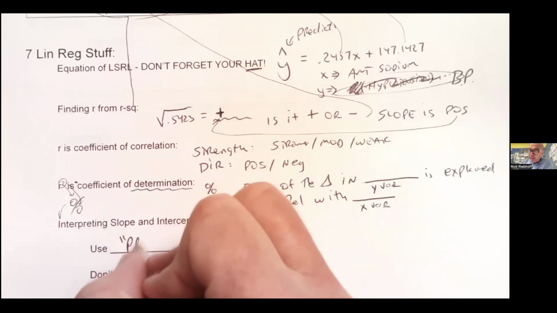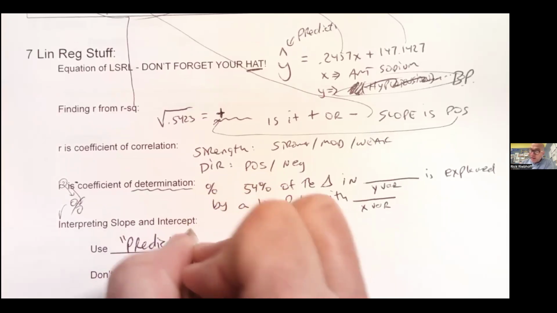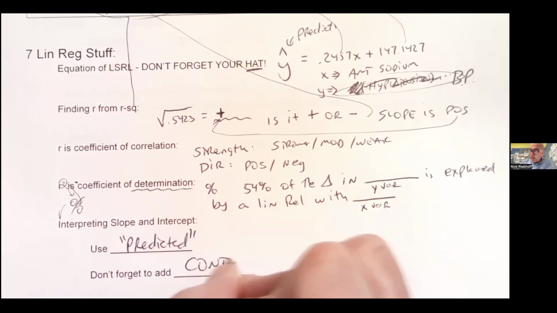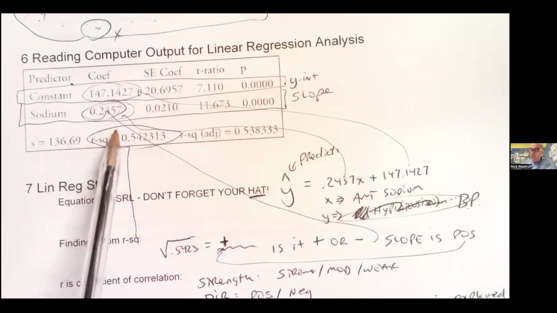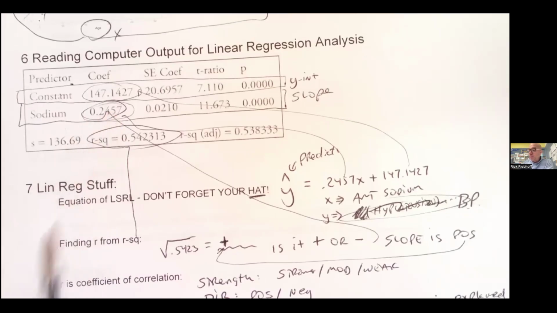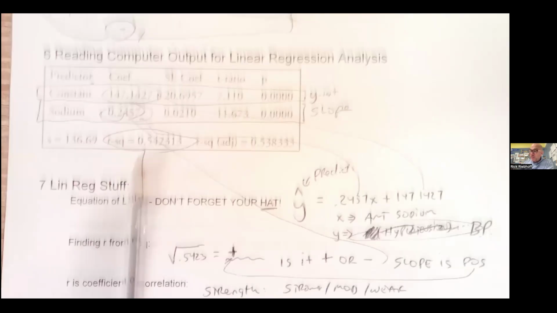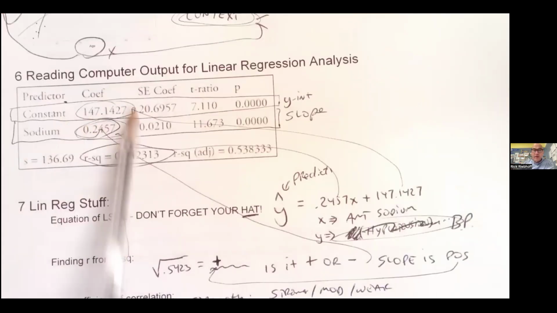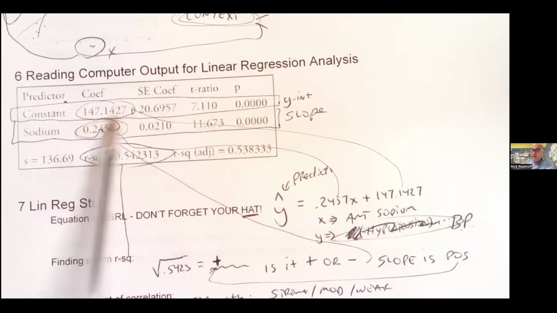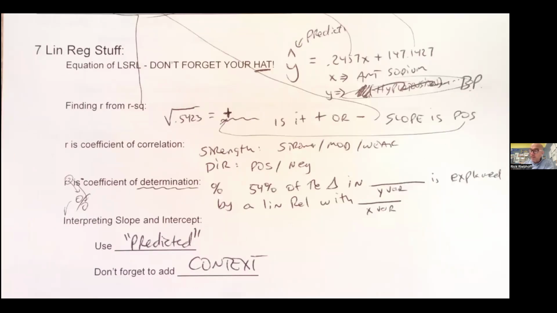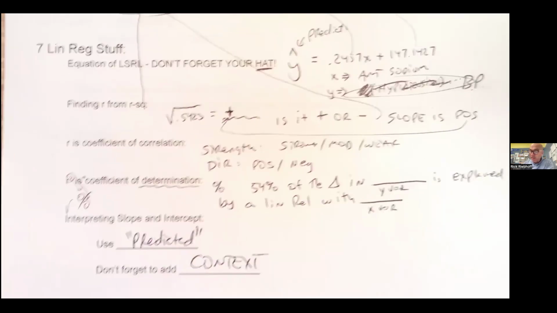Use the word predicted. And don't forget to add context, right? For every increase of 1 sodium, we predict 0.2457 more higher blood pressure, right? If somebody has 0 sodium in the diet, we would predict my y-intercept, 1.47 blood pressure. Cool. So don't forget the word predicted and don't forget to add the context.